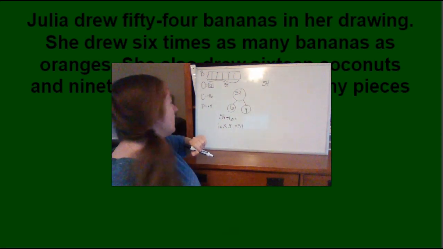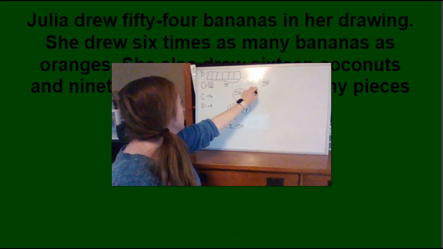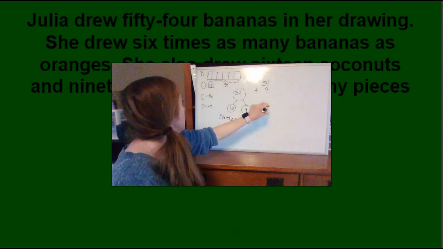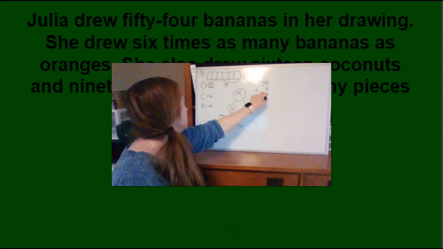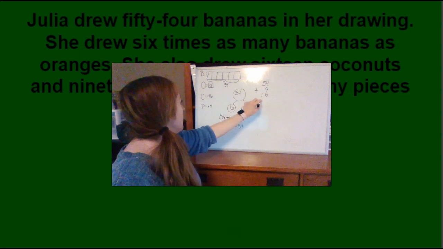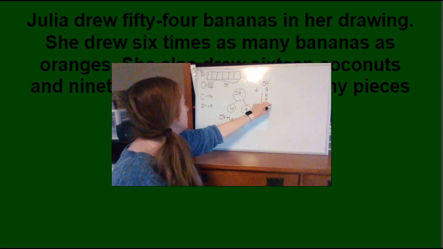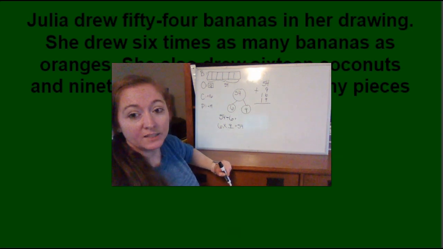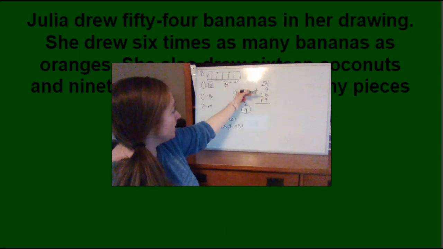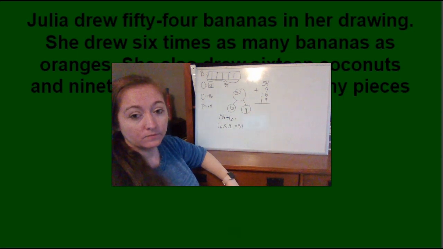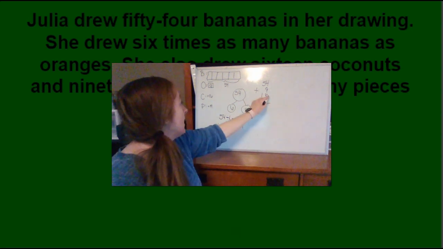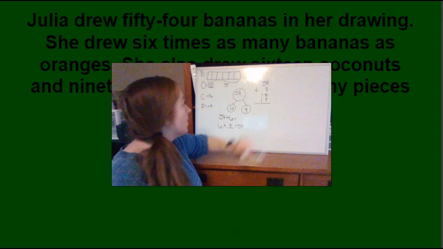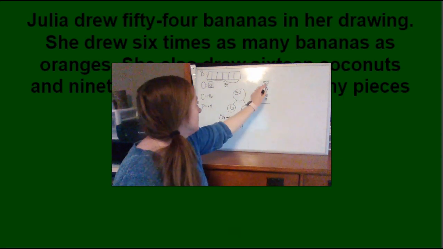Right? How about oranges? We know that she drew 9. We know that coconut she drew 16. And we know for pineapples, she drew 19. Okay? The first thing we do is we always look for tens facts. Are there any numbers in here that make a 10? Yes, we have 6 and 4 make a 10. So this would be 10.